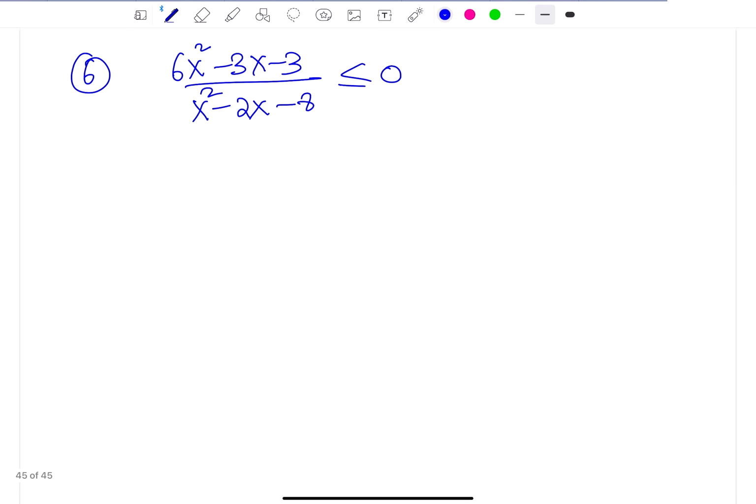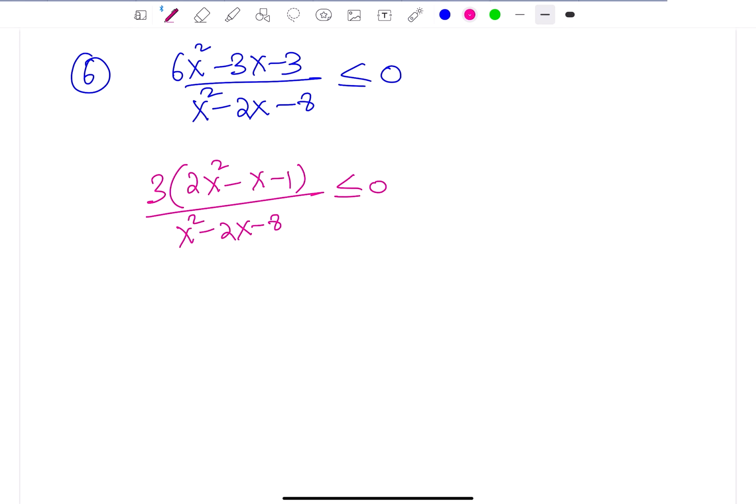See one last example. This one looks very tedious, but let's see. I'm going to go ahead and start factoring the numerator. I can first pull out a 3 from the numerator here, which is going to be 2x squared minus x minus 1, and x squared minus 2x minus 8 less than or equal to 0.